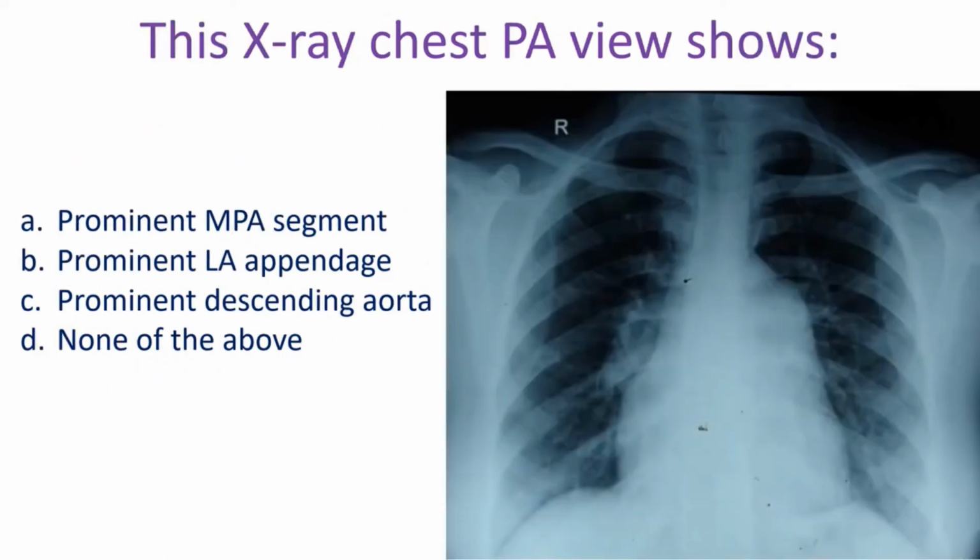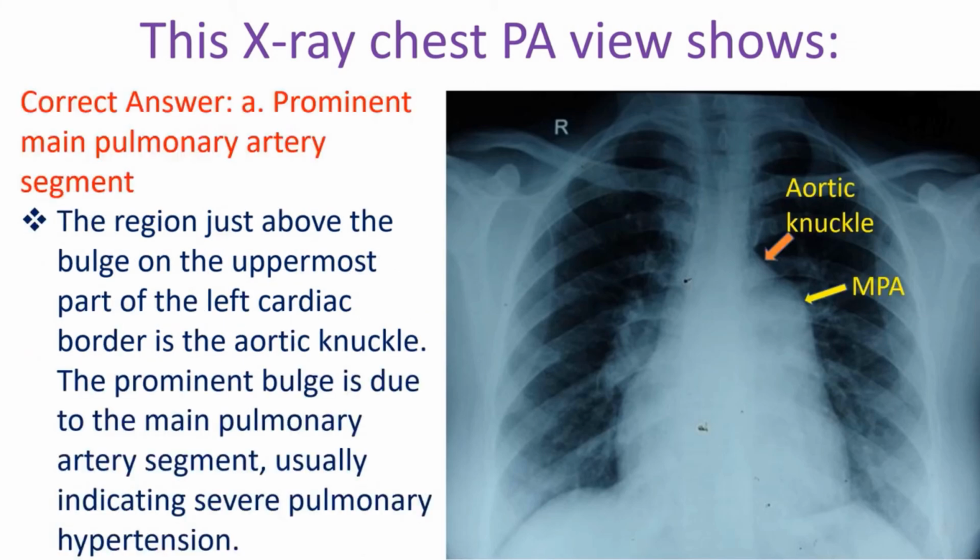This chest X-ray PA view shows: A. Prominent main pulmonary artery segment, B. Prominent left atrial appendage, C. Prominent descending aorta, D. None of the above. Correct answer: A. Prominent main pulmonary artery segment.